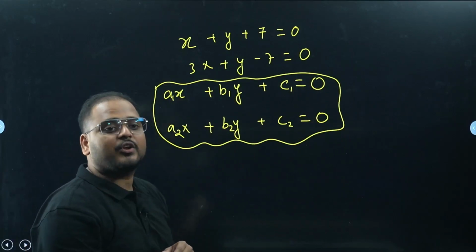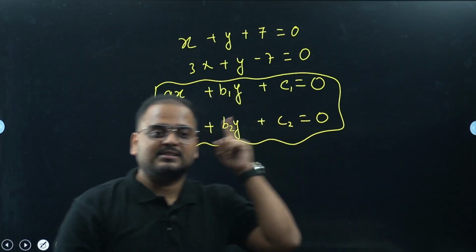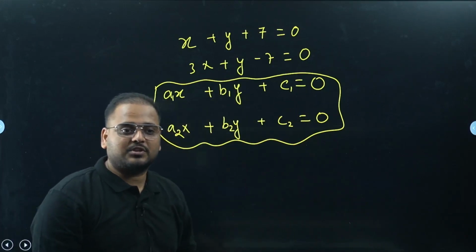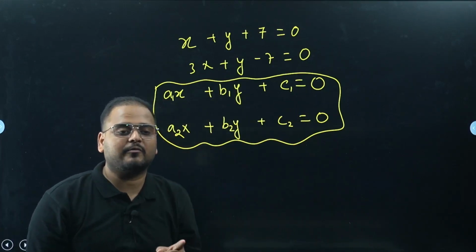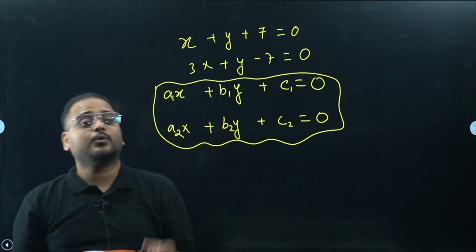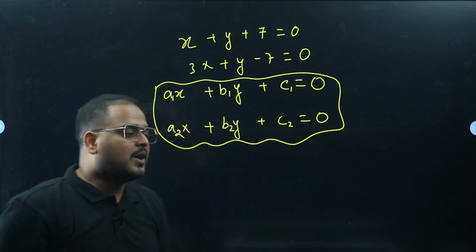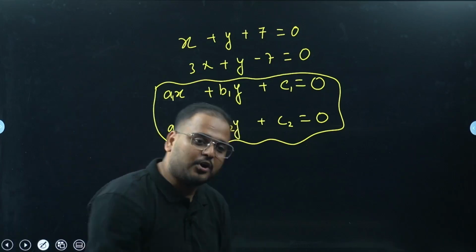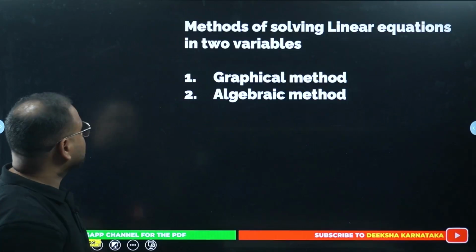So all the questions that you're going to solve today will have this standard form to be used. So keep this in your mind. a1x plus b1y plus c1 equals 0. a2x plus b2y plus c2 equals 0. Is this clear? Okay. Let's move on to our coming slides.